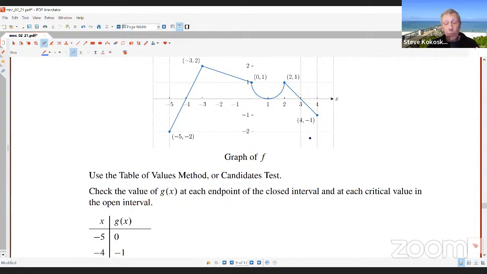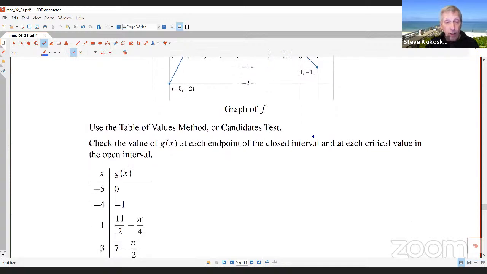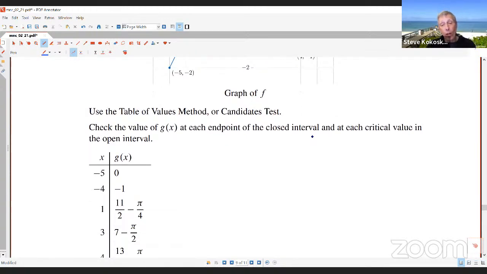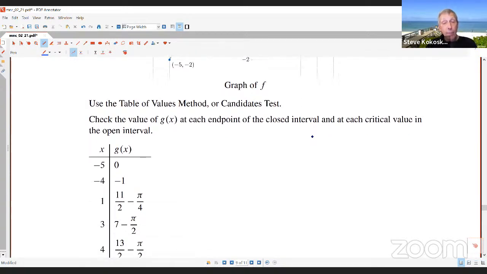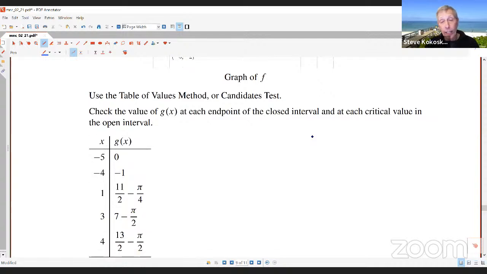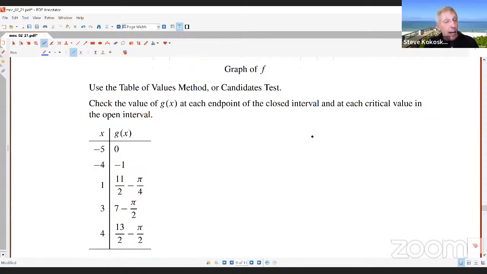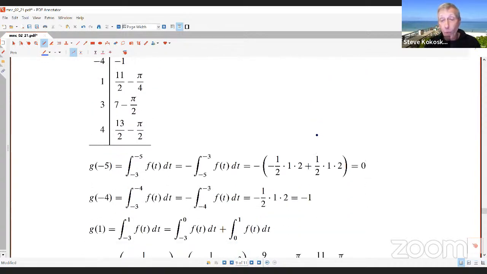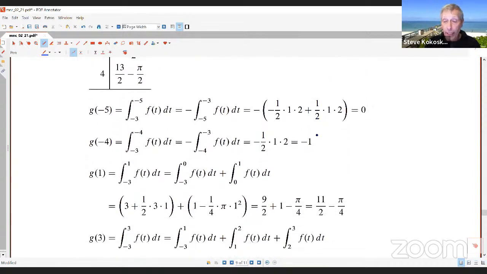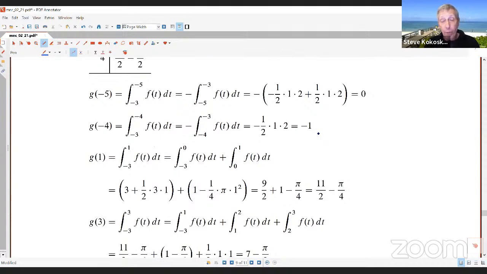Well, from the previous part, I already know what the critical values are. They're -4, 1, and 3. The endpoints are -5 and 4. So here's my candidates test. I won't go through all of this with you, but I found all of these values with area arguments. It took me a little time, but I was able to do it.